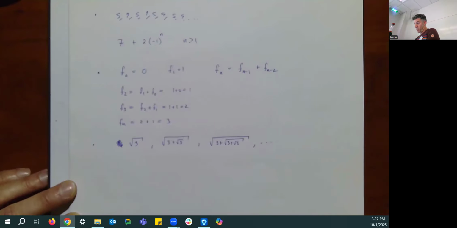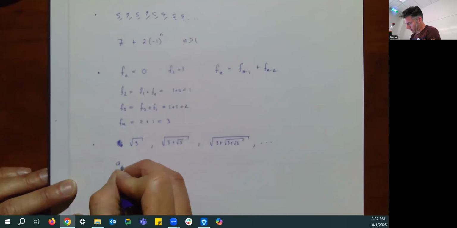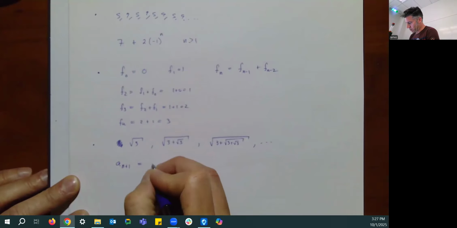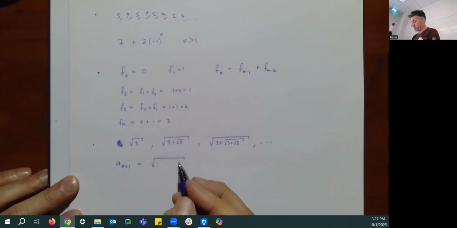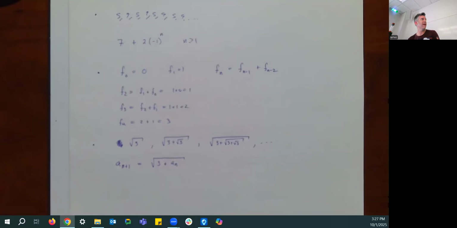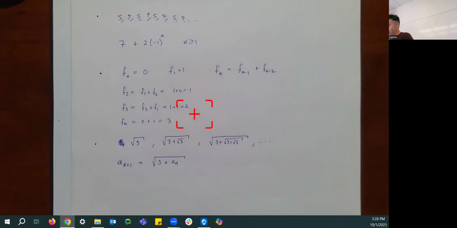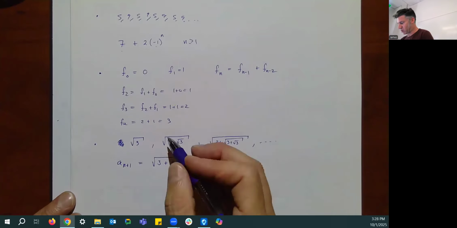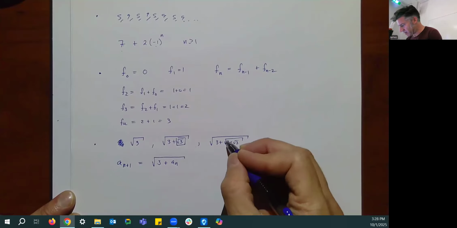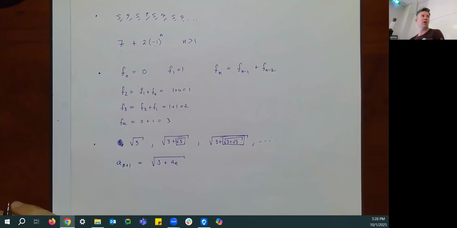So here it looks like our next term, a sub n plus 1, is equal to the square root of 3 plus whatever the previous term was. I've said that probably in the most obsequious way possible. Let me just say all the words around this. What it looks like here is I have root 3, and then my next thing is the square root of 3 plus what I had before. And then my next one is the square root of 3 plus what I had before. And so on and so on and so on, which looks like this.